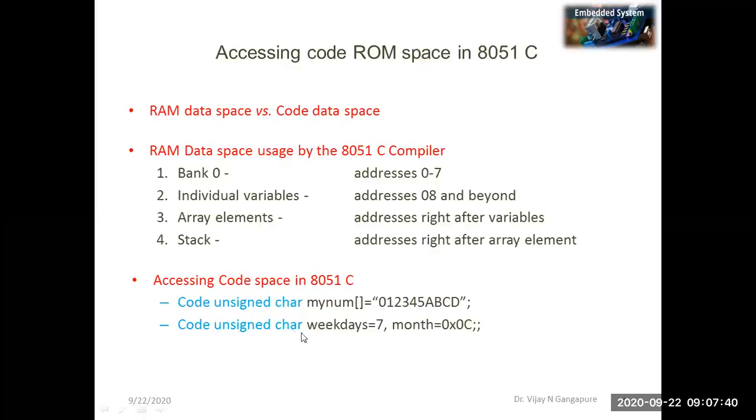Code unsigned char weekdays equal to 7, month is equal to 0x0c. Now the meaning is this: here these weekdays and month I am declaring as unsigned char type variables, and in weekdays I am storing the number 7, and in month I am storing the number 0x0c. Since the code keyword is preceding, these two variables will get space in program or code ROM. That is the meaning.